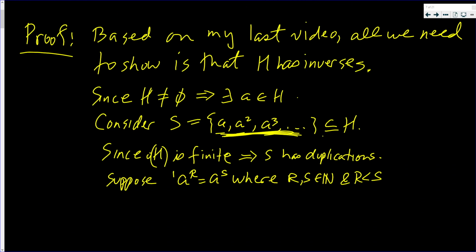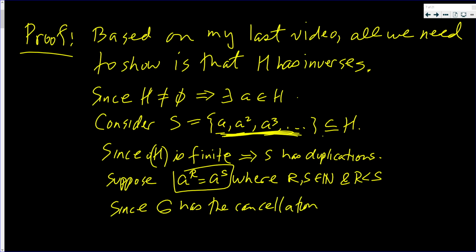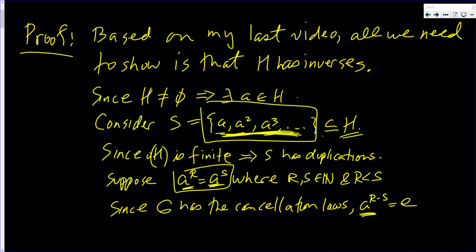Now remember, this is going on in G. Since G has the cancellation laws, A to the R minus S is equal to E. On both sides, I killed off A to the S. But that's in S, which is a subset of H. This is in H. Okay. Most importantly, that's in H.